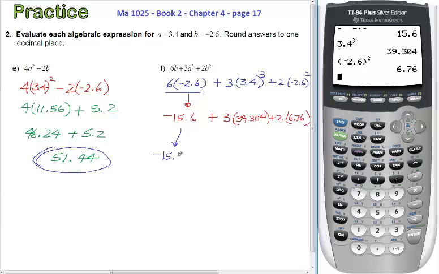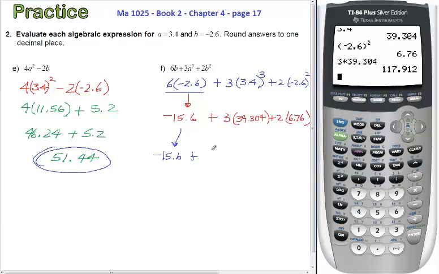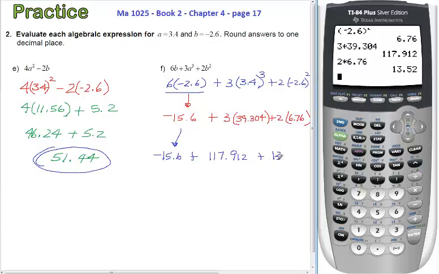Now we can carry down the negative 15.6 because we're not going to do anything with that, so just rewrite it and don't be lazy. Write each step, and then you can do 3 times 39.304 next, and that's 117.912, plus 2 times 6.76. Let's see what that is. That's 13.52. Okay, and then we can add all of them in one step on our calculator because we got them all done now. Yep, we're good to go.